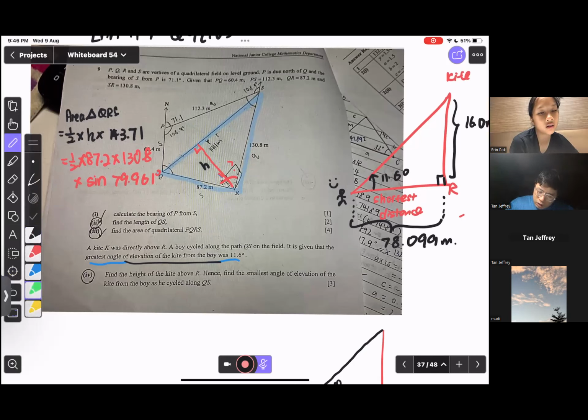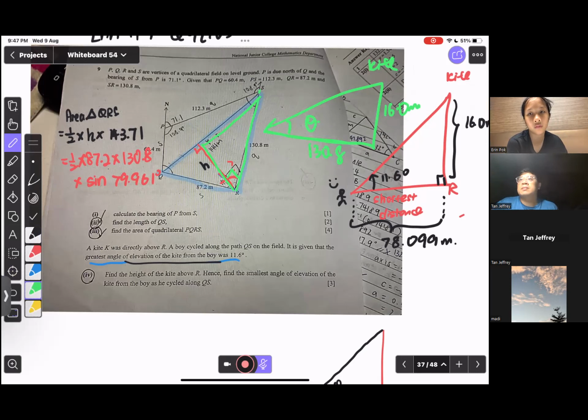Okay. I know this one is very troublesome, but I'll show you. Imagine there's a green color triangle here. This triangle is 3D. So think of this triangle this way. The same 16.0 meters where the kite is, right? This is 130.8. This will be your smallest angle of elevation. It's just like if you are sitting at the back row of the cinema, you don't need to raise your head so much because you're at the furthest distance away from the cinema.